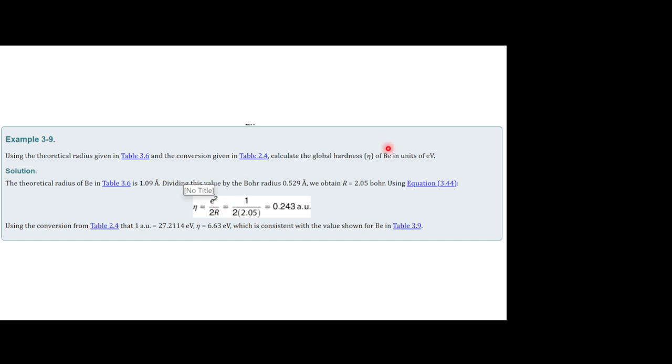Oh, okay. I see what they use that for. So that's for the R value. No, R value is 2.05. But they got that by dividing the 1.09 by the Bohr radius 0.529. Yes, okay. That's this R value right here. And the 2 here is just part of the equation. Okay.